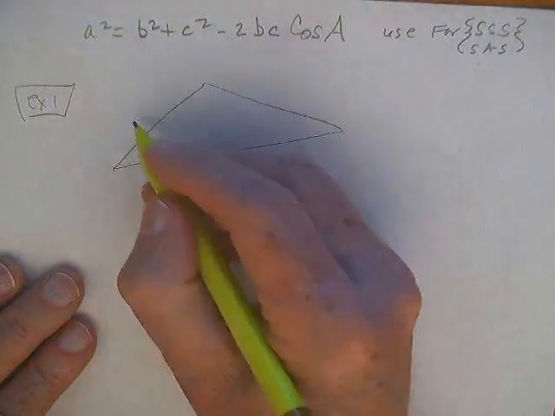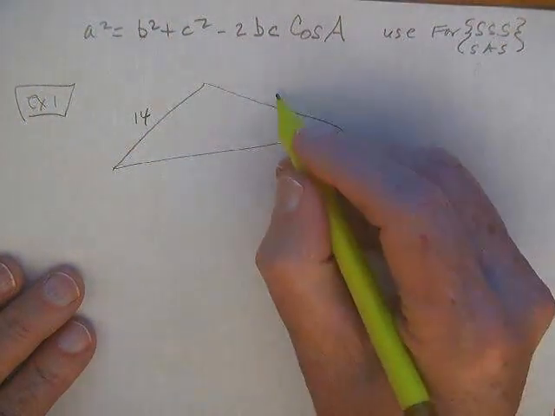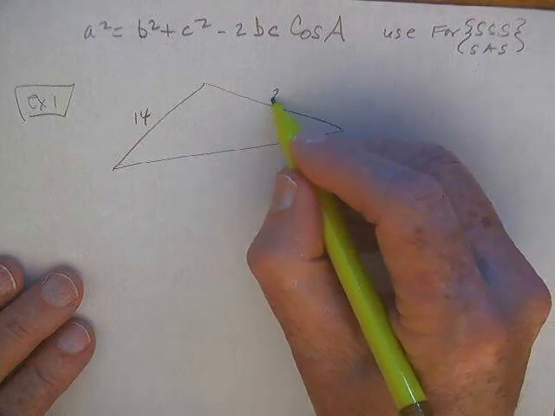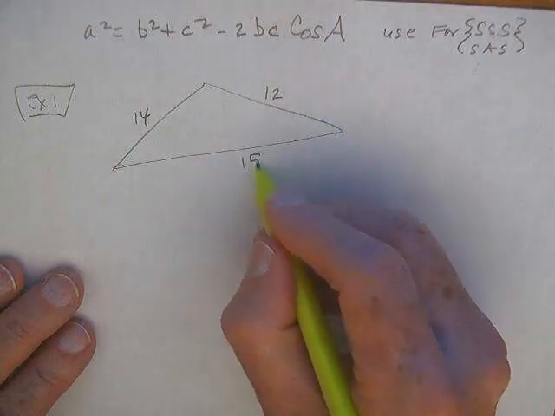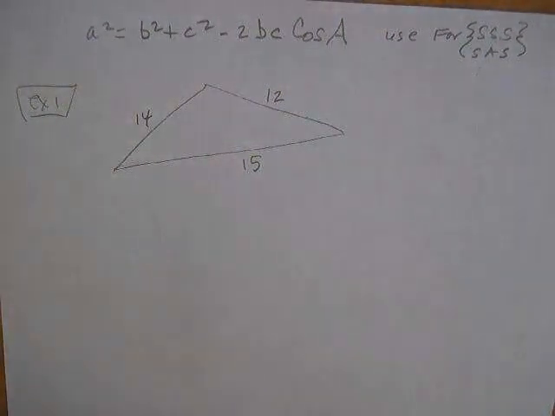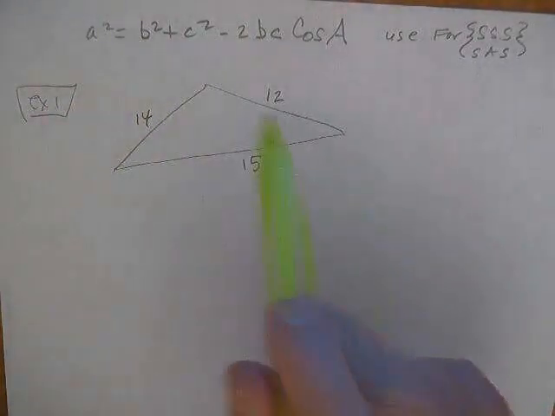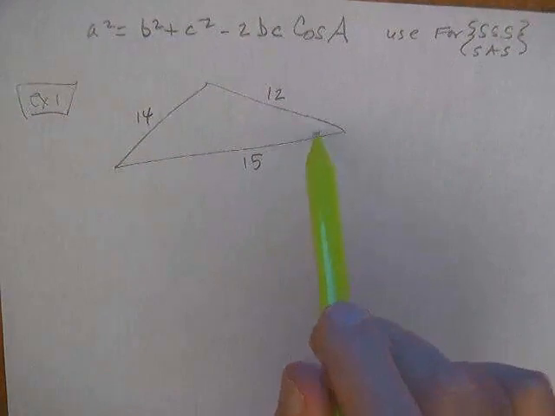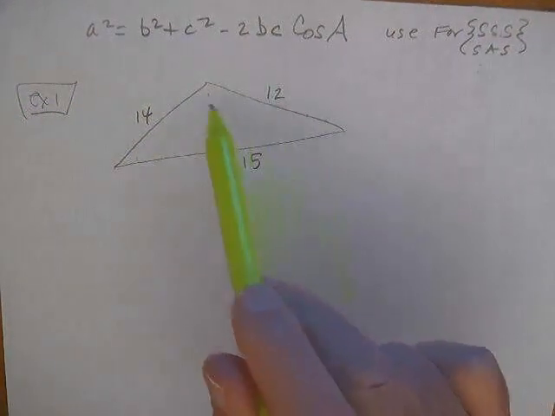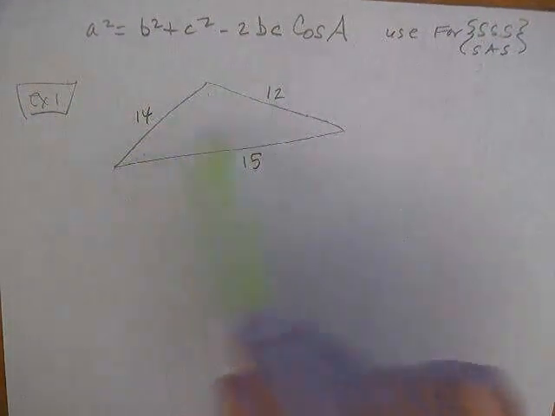Let's say this side was 14, this side was 12, and this side was 15. Solve the triangle. Well, you'll notice pretty quick that the problem is we don't know any angles. So basically, we've got to find these three angles. And notice I'm not going to put any variables on anything.